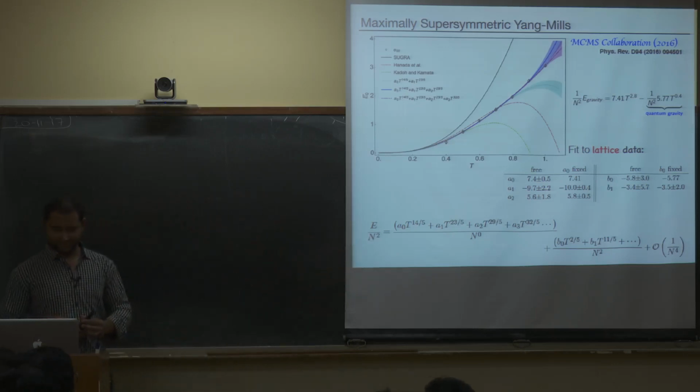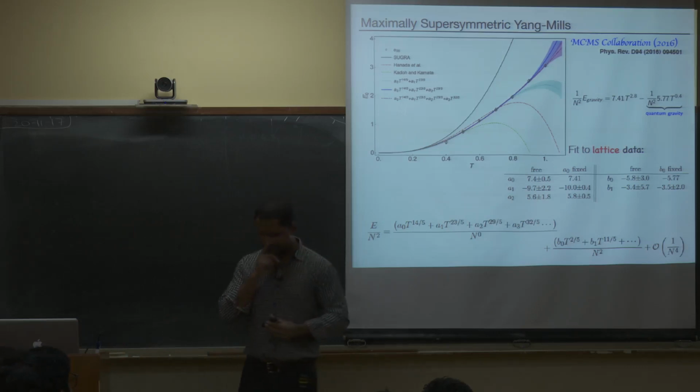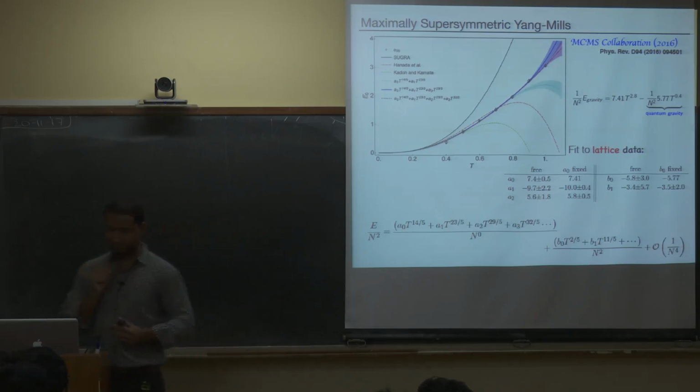T in units of g squared N? It's a dimensionless T. We take the 't Hooft coupling. In one dimension it's lambda to the power 1/3, I think. Yeah, it's a dimensionless T. Also energy, everything is dimensionless.